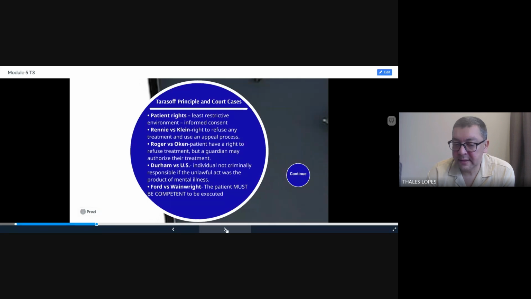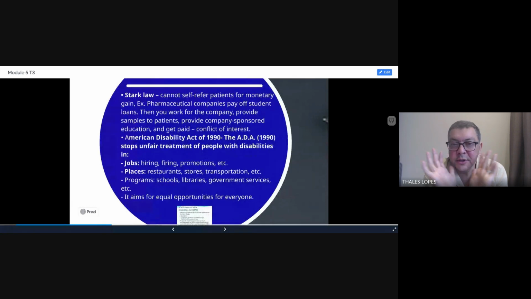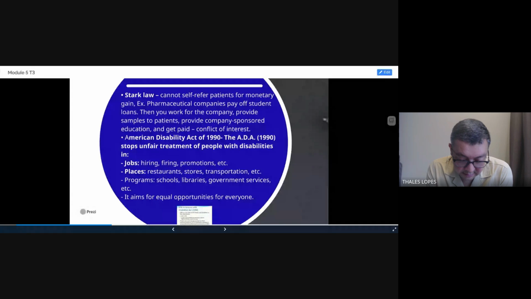The Stark law is money under the table. Basically, I cannot refer a patient due to monetary gain. Hey, I know that the brain surgeon is one of the best, and your case here sounds like you need this treatment. I think you should go see him. And then the neurologist will give me some money on the side, right? Under the table. This is illegal, should not happen.